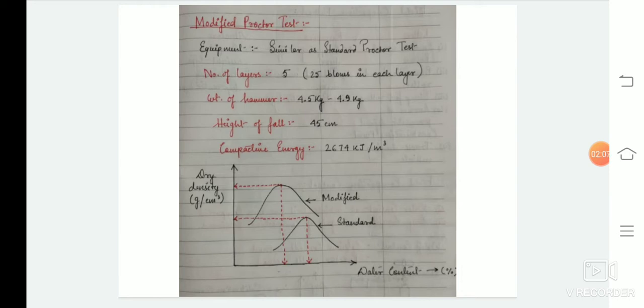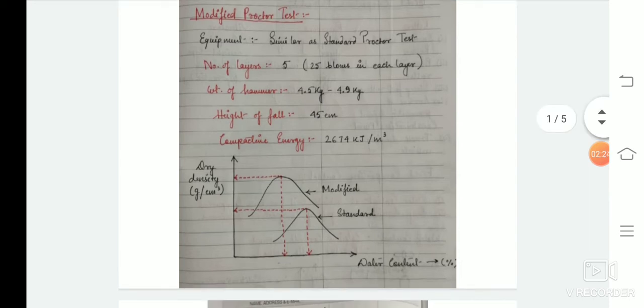So what is the basic difference between the standard Proctor test and the modified Proctor test? The modified Proctor test is mainly used where higher compaction is needed. Suppose, for example, where a heavier transportation system or a military aircraft facility will be established. In those cases, the modified Proctor test is carried out rather than the standard Proctor test.